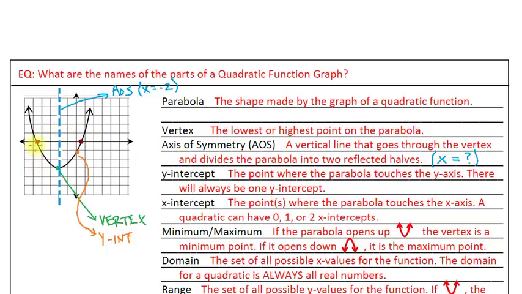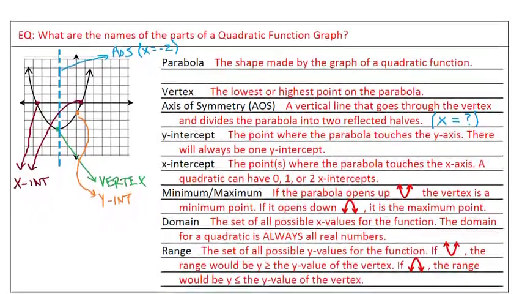Let's go ahead and label these here. So I'll put an arrow here. Let's pick up this arrow here. And we're going to call those the x-intercepts.